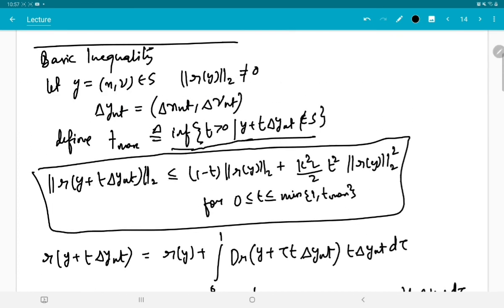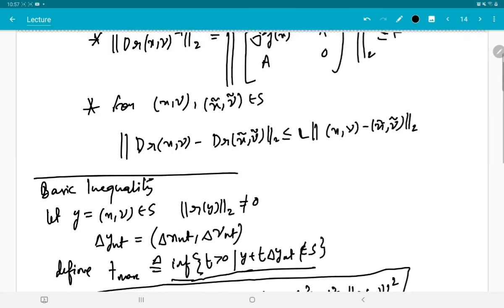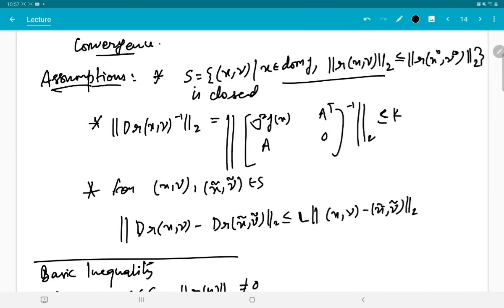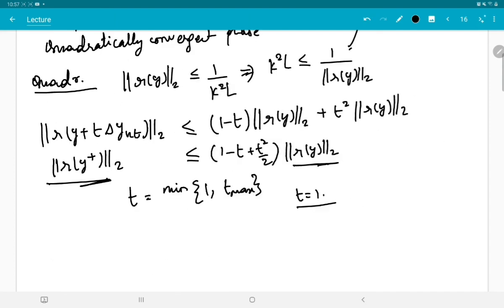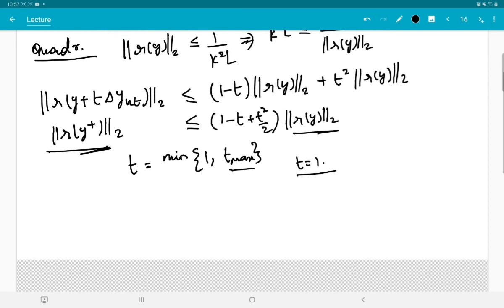It is a minimum such that y plus the new location is not in S, where S is the set where we have a better residue. But here we are not getting a better residue, so it gives a contradiction. So the only possible value of Tmax is Tmax greater than 1, and therefore T has to be 1. So all these steps are full steps in this quadratically convergent phase.